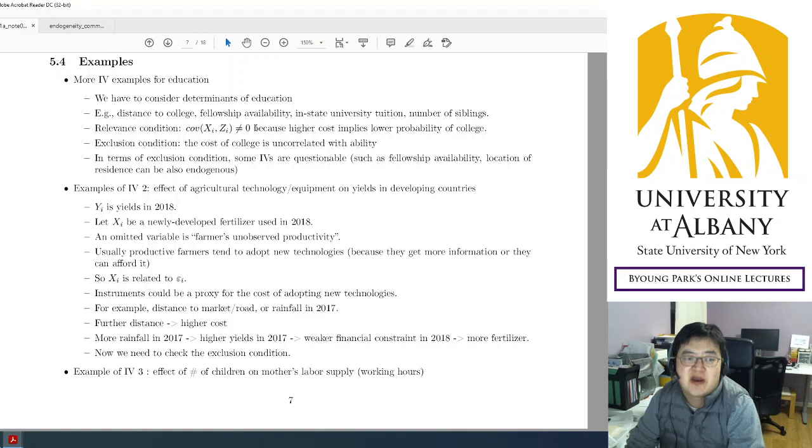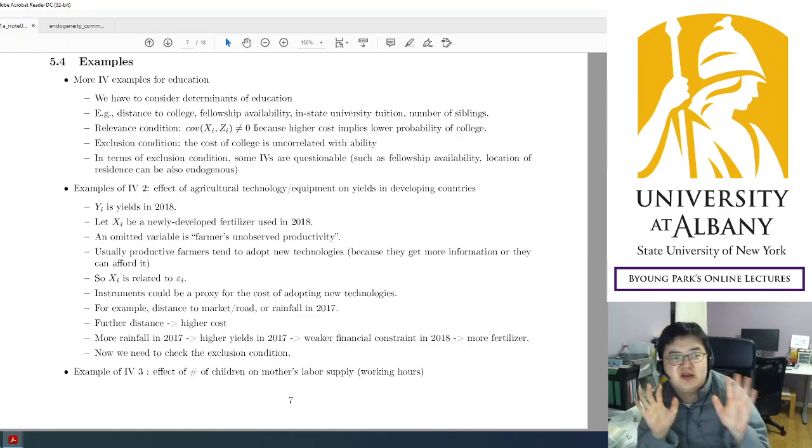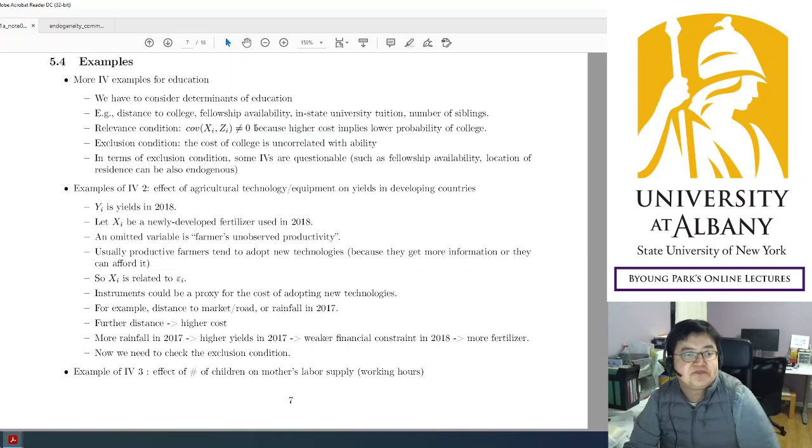So that's why I'm giving you more examples, and I want you to think about this problem theoretically and practically at the same time. So I'll give you more examples with more things to think about. So the first example is about education. I think I have explained enough. So this is good. I will just keep this.